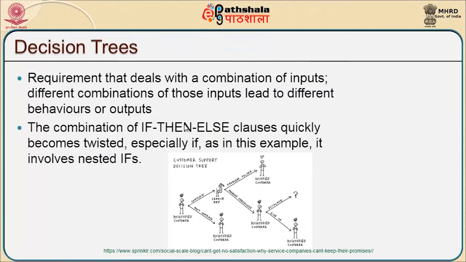Otherwise, the requirements can be very well understood from plotting a decision tree, mostly of yes or no type. Requirements that deal with the combination of inputs, where different combinations of those inputs lead to different behaviors and outputs. So the combination like if then else statement clause quickly becomes twisted, especially given this sort of an example.